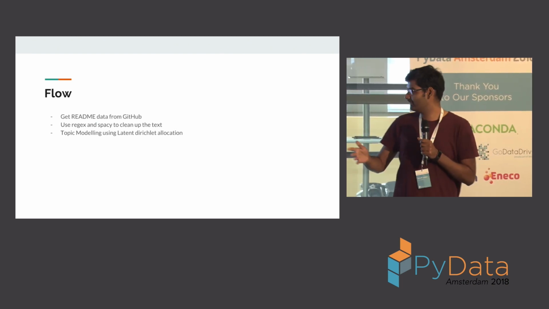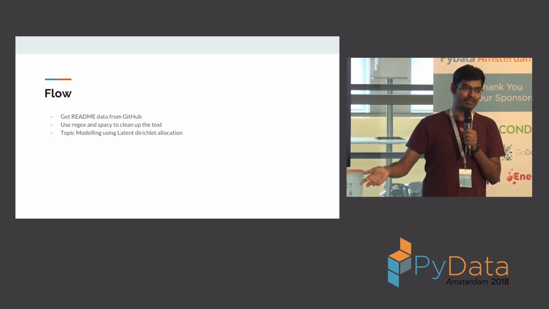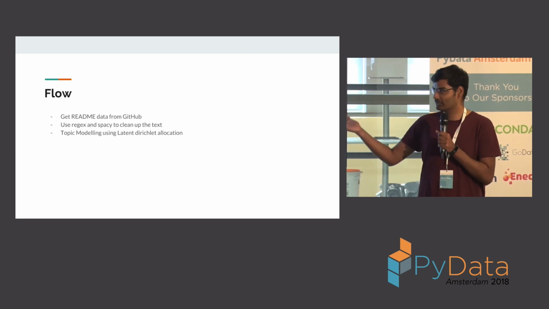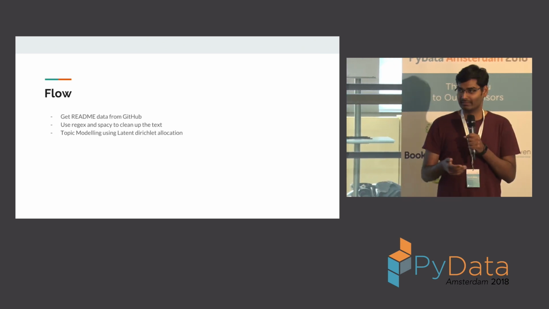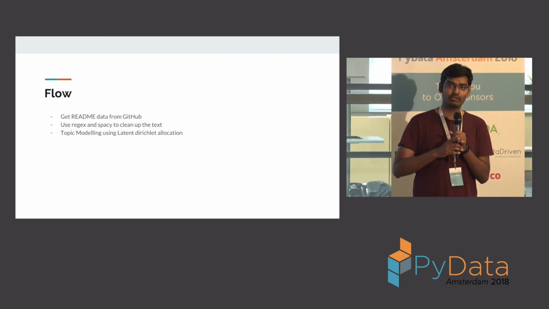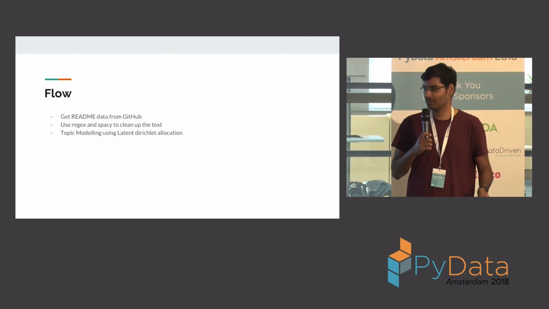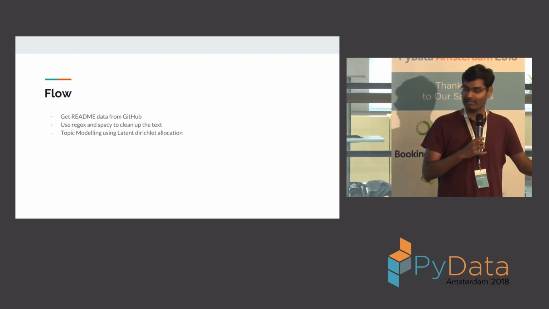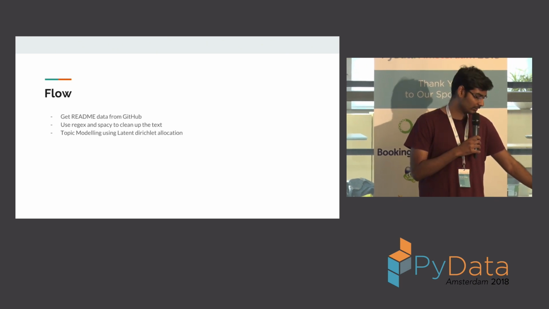So, the workflow. GitHub has a very easy to use API, and there are Python clients for that. So you get the READMEs from each GitHub repo and use regex and spaCy. spaCy is an NLP tool like NLTK, which you can use to tokenize, lemmatize, and stem the text. And then finally we use scikit-learn to do latent Dirichlet allocation.